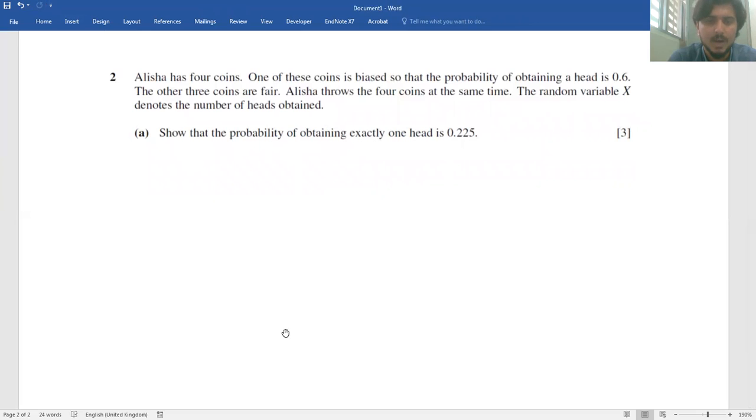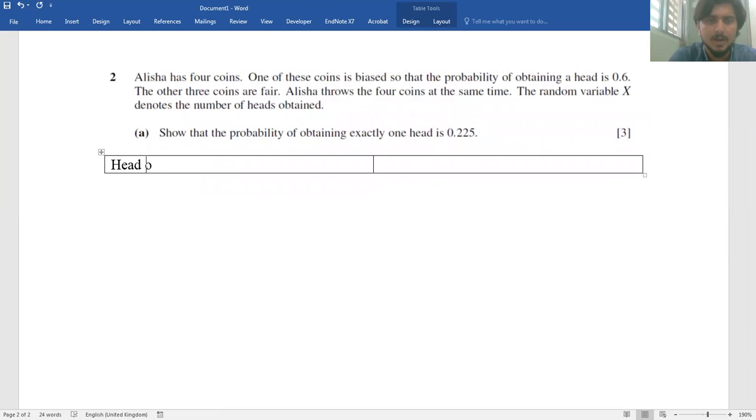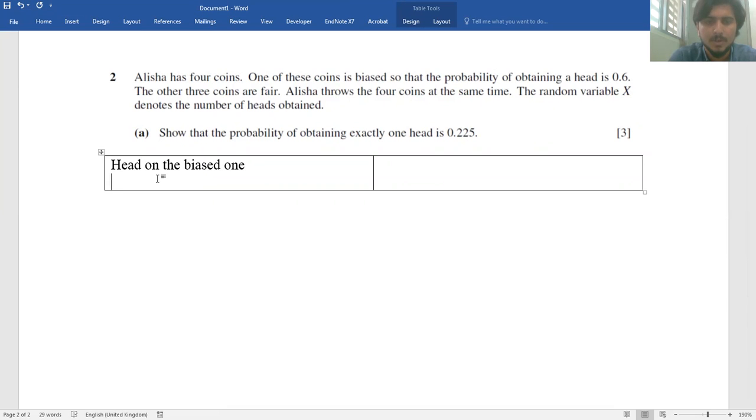We need to figure out that she gets only 1 head. How do we do that? Okay, so one way of doing it is that you can say that she gets head on the biased one, or the other one is head on any fair.